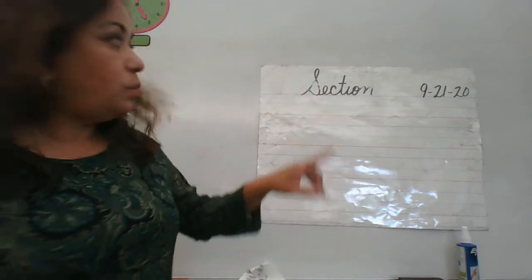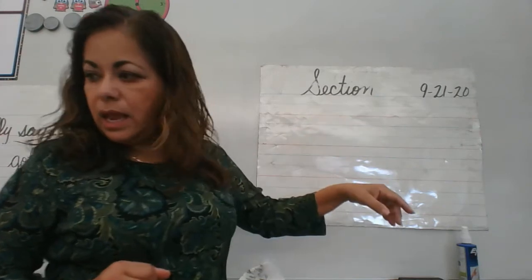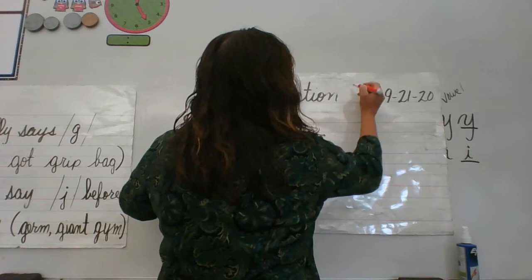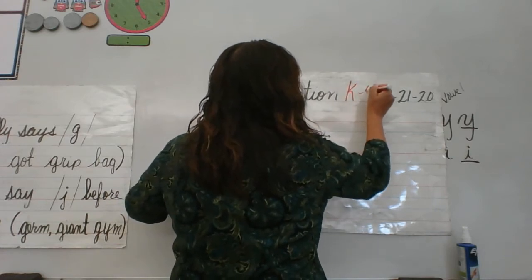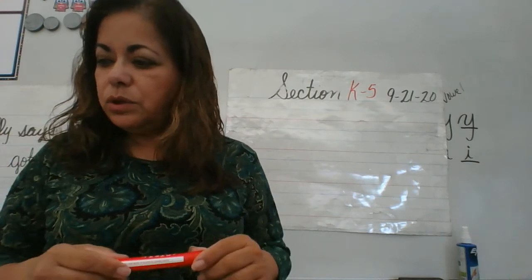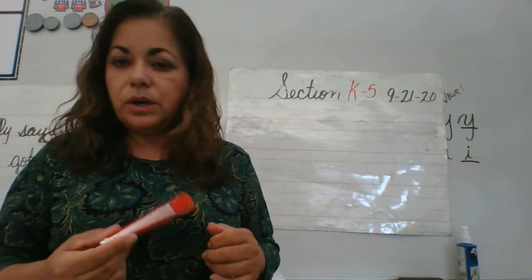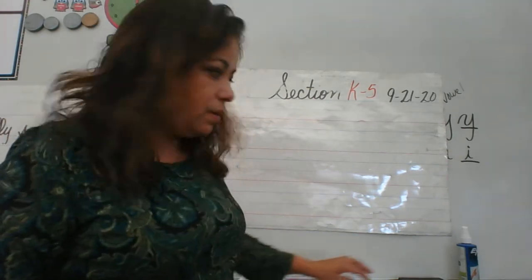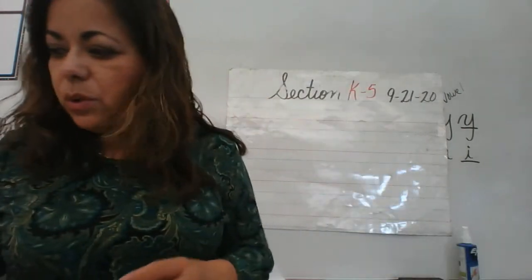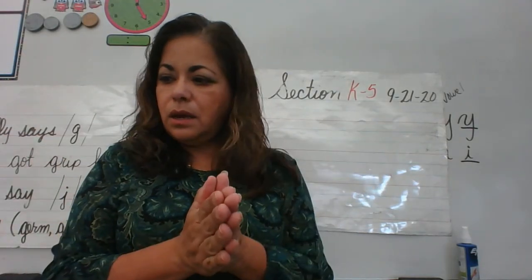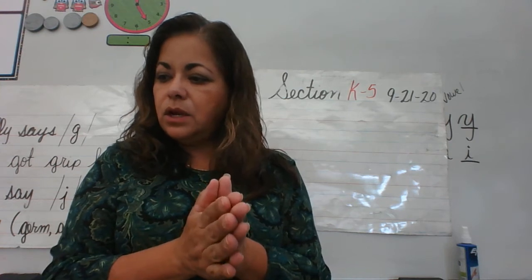Oh, before I start, we started section K5 last week, and I already gave you words 1 through 5. So we're going to start with word number 6 in section K through 5. All right. So your first word is going to be rain. Rain. I hope we get some rain soon.